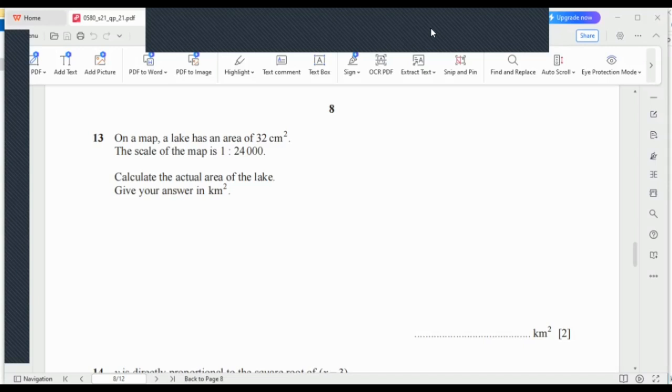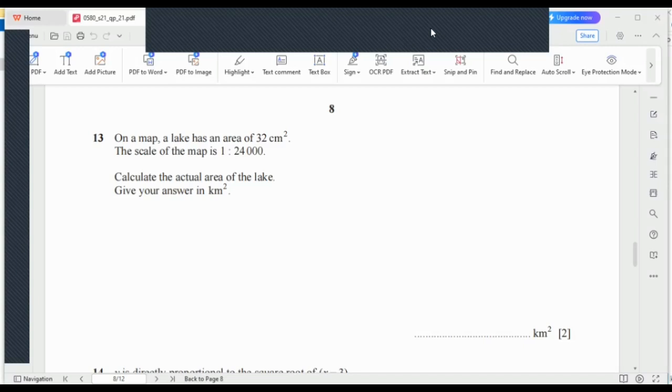Now, this question says, on a map, a lake has an area of 32 centimeters squared. The scale of the map is 1/24,000. Calculate the actual area of the lake. Give your answer in kilometers squared.